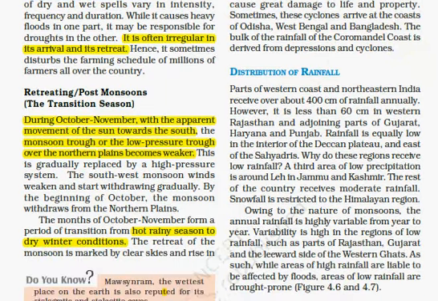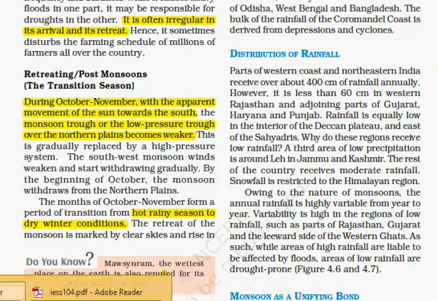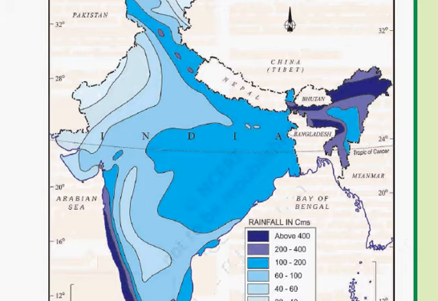Now we will be seeing the distribution of rainfall. The western coast and northeast of India receive maximum rainfall, which is above 400 centimeters. Then western Rajasthan along with parts of Gujarat, Haryana and Punjab receive less than 60 centimeters of rainfall. The interior of the Deccan Plateau also receives low rainfall. Here in Leh, they receive very minimum rainfall, from 0 to 20 centimeters. The rest of the parts, like the Ganga plains, receive moderate rainfall.